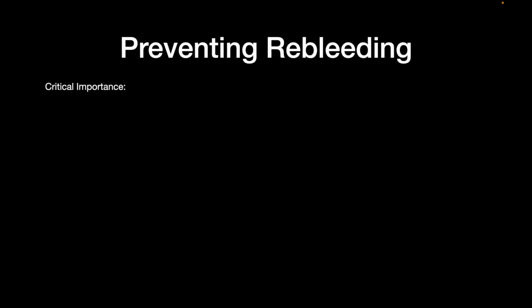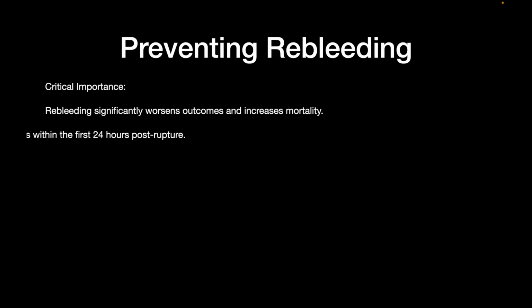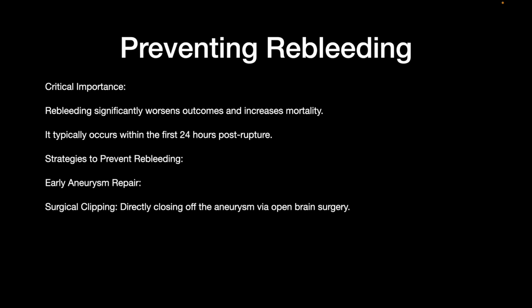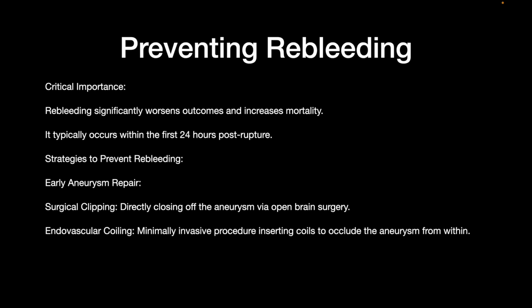So how do we prevent rebleeding? This is a critically important part because rebleeding significantly worsens outcomes and increases mortality. It typically occurs within the first 24 hours after rupture. Strategies to prevent rebleeding are early aneurysm repair: surgical clipping, that is directly closing the aneurysm via open brain surgery, or you can do endovascular coiling.